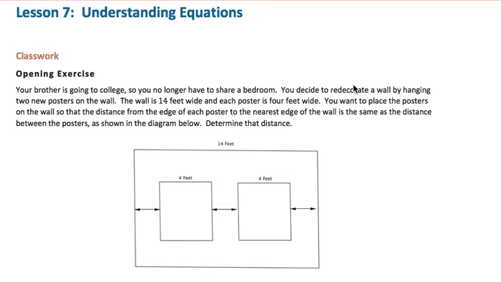In the opening exercise, your brother is going to college, so you no longer have to share a bedroom. You decide to redecorate a wall by hanging 2 new posters on the wall. The wall is 14 feet wide, and each poster is 4 feet wide. You want to place the posters on the wall so that the distance from the edge of each poster to the nearest edge of the wall is the same as the distance between the posters, as shown in the diagram. We need to determine what that distance is.